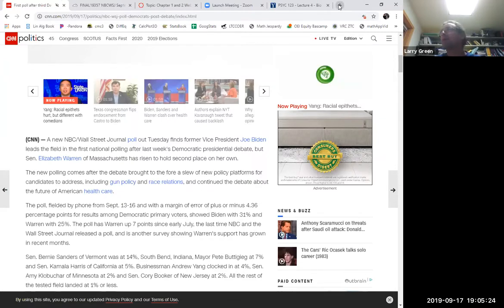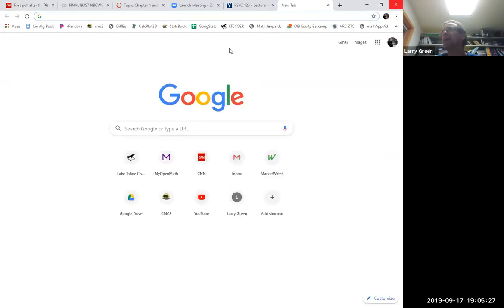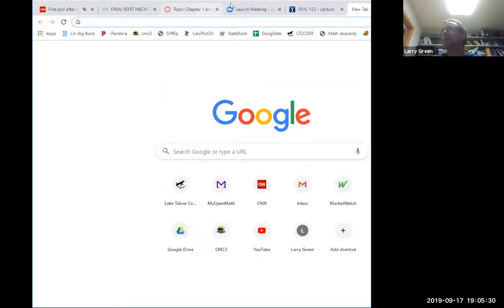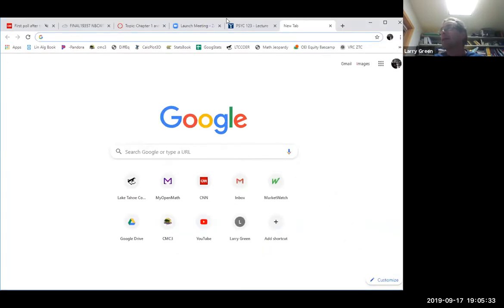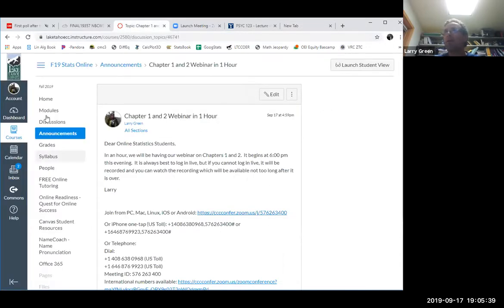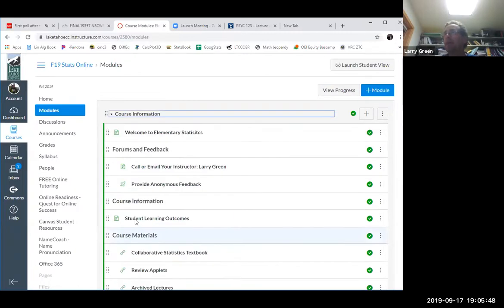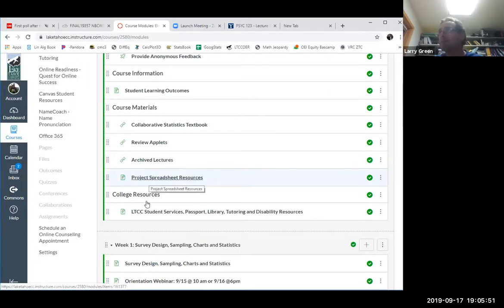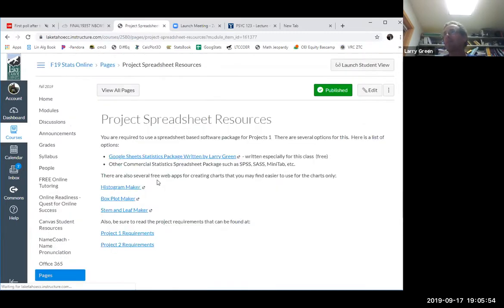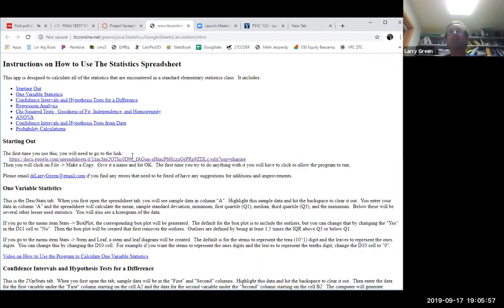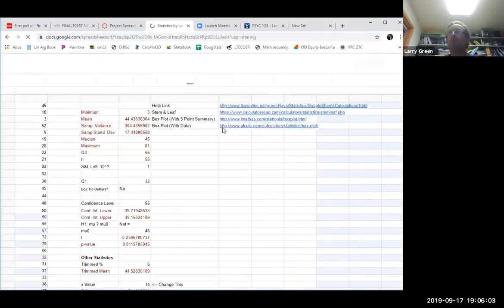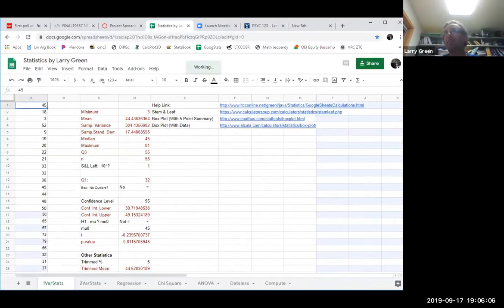Does it work? Let me do that. There we go. If you go to the modules, and I go to course information, I go to project spreadsheet resources, and I'm going to go to my Google Sheets. I'm going to click the link, and this is going to take us to a spreadsheet program.